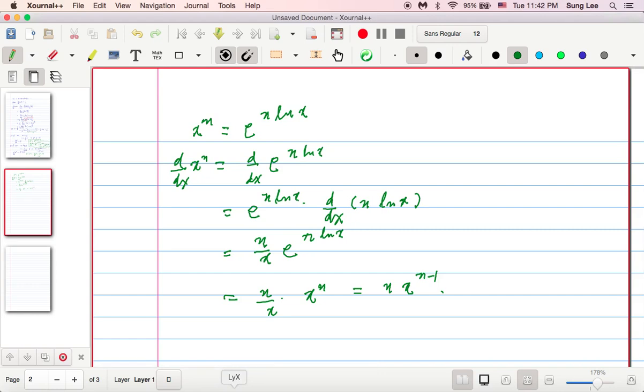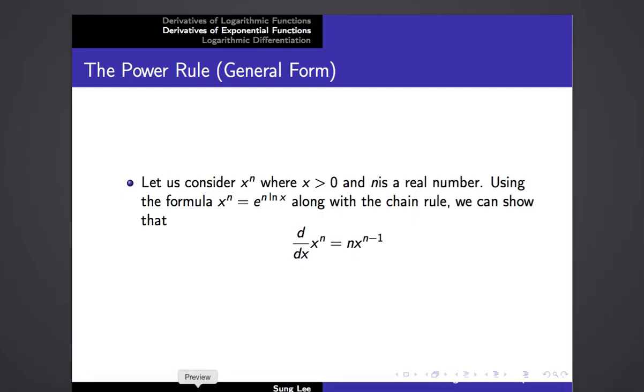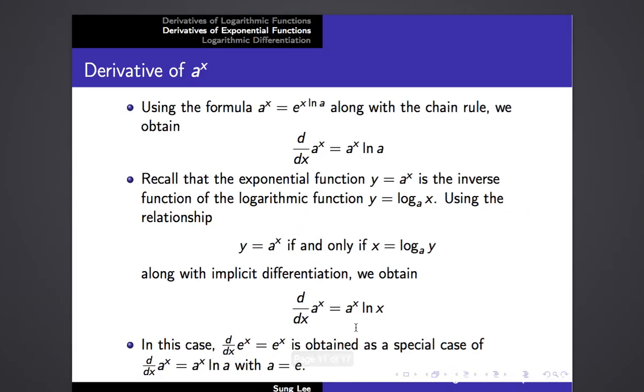Okay, so here there is no restriction required on the exponent n, right? It doesn't have to be a positive integer or anything. It could be any real number. So it works.